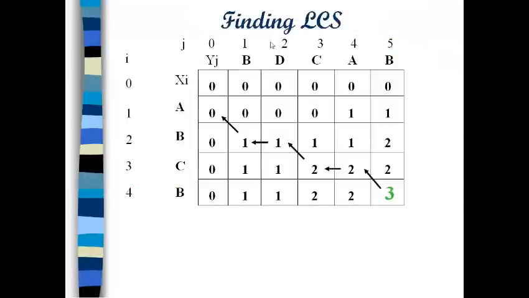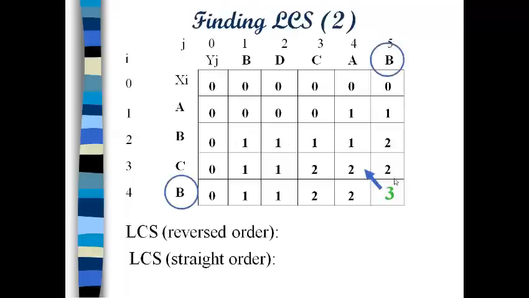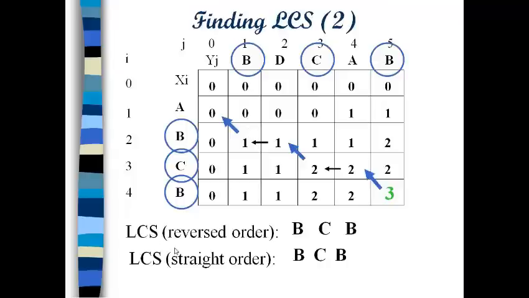Third, we traverse the elements of this matrix in reverse order, which means it will print those elements that match in both the strings x and y. It will first print D, then it will print C, then it will print B. Its reverse order is B, C, D and the straight order is also B, C, D.